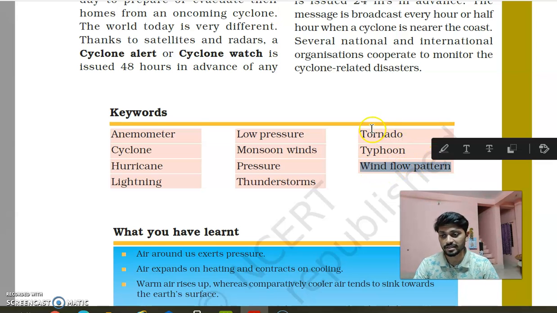And we discussed the wind flow pattern. Wind always flows from high pressure to low pressure. So that is all we discussed in this chapter.